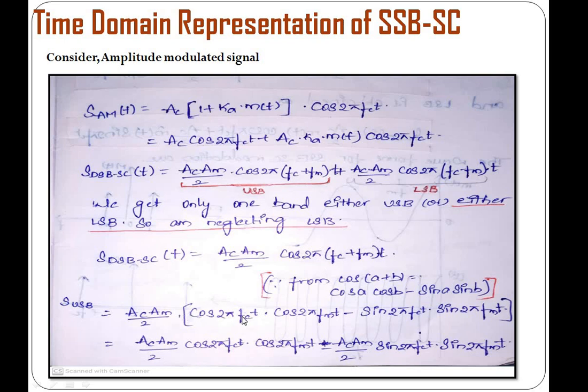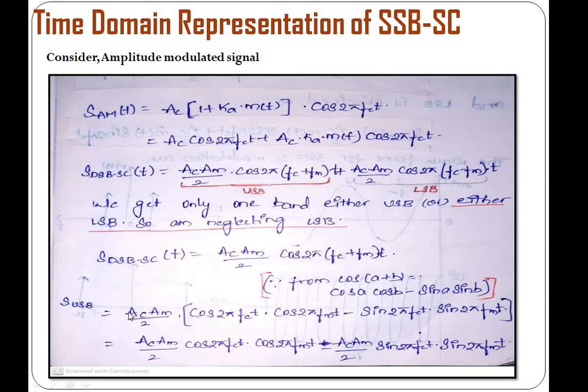So cos 2πfct into cos 2πfmt, this is b, cos a cos b, minus sin a sin b. What is sin a? Sin 2πfct into sin 2πfmt. This is how you will be writing your equation.